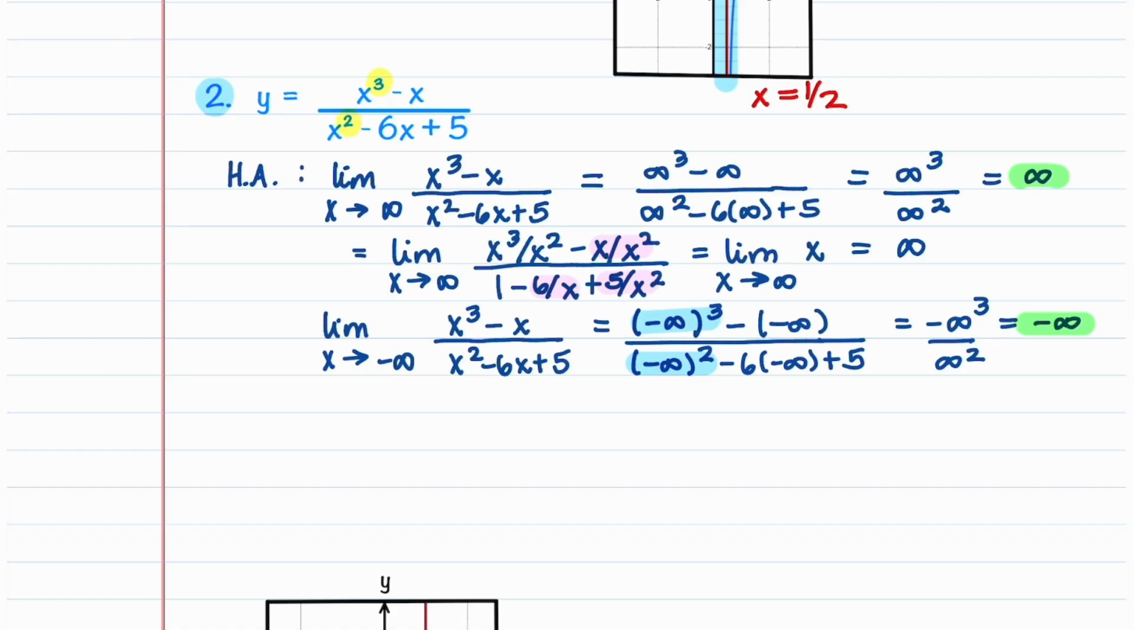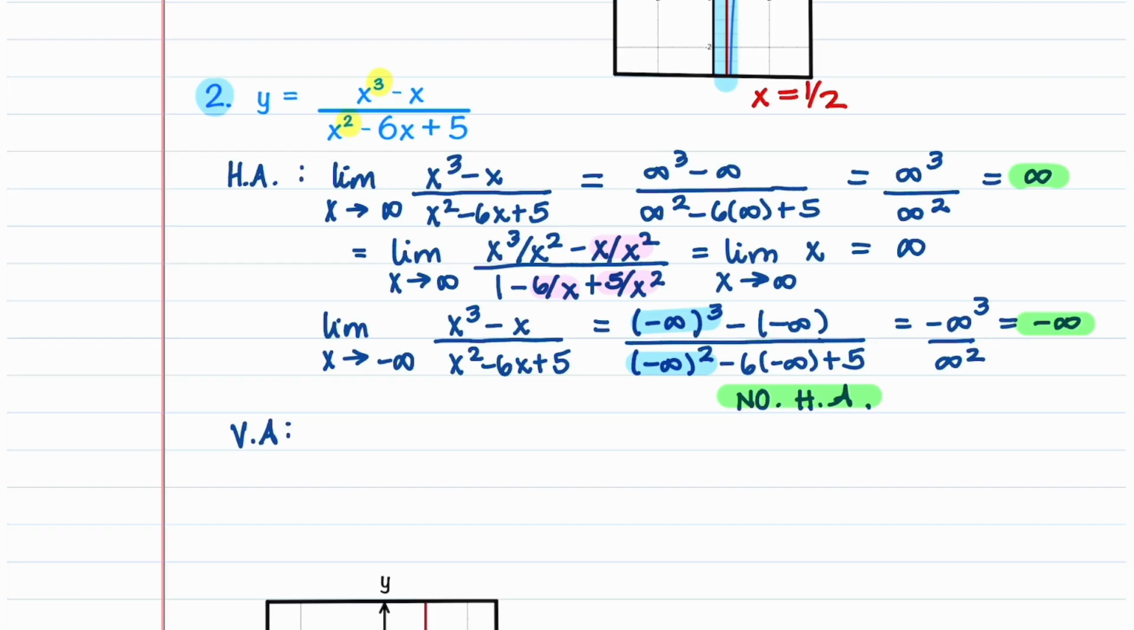Now let's think about what our answer tells us. We found that the limit as x approaches infinity and minus infinity is infinity and minus infinity. That tells us that we actually have no horizontal asymptote. Let's now look at our vertical asymptotes. To find the vertical asymptote, we have to set the denominator equal to 0, but there's a catch. We can only do that after we factor out terms that are common to both the numerator and the denominator.